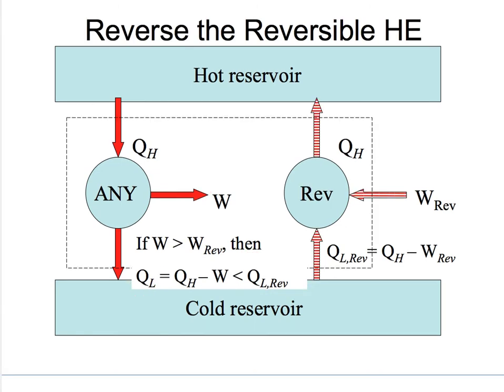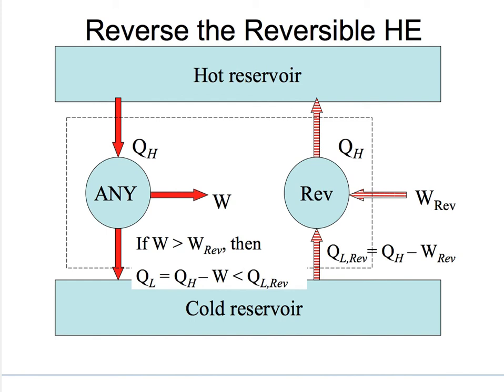Alright, then comes the critical step. We reverse the reversible heat engine. We change the direction of the reversible heat engine. We make it into a refrigerator. And we combine the any heat engine and the reversible heat engine into one thing.